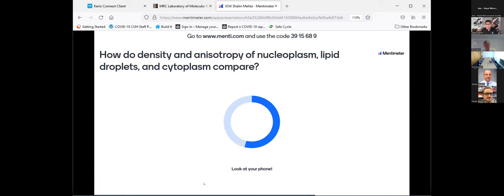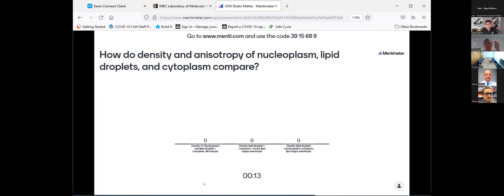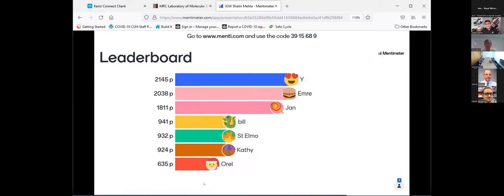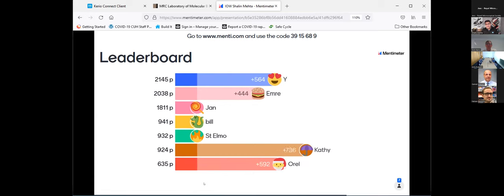How do density and anisotropy of nucleoplasm, lipid droplets, and cytoplasm compare? Density of nucleoplasm and lipid droplets are greater than cytoplasm, both are isotropic. Density of lipid droplets is greater than cytoplasm, greater than nuclei. Edges are isotropic, or density of lipid droplets. I can't read them. People were faster than I could even read them out. That's great. And he certainly did pick up on the important thing about the anisotropy there as well. So that's good. Let's see what the leaderboard's doing now.